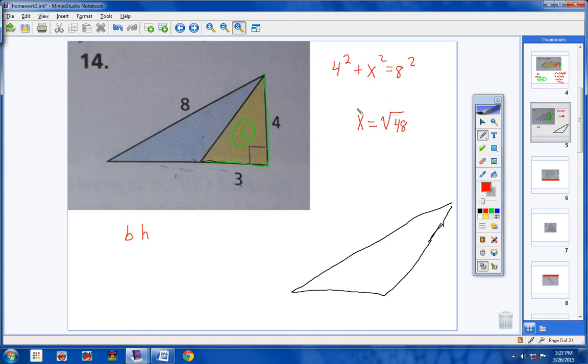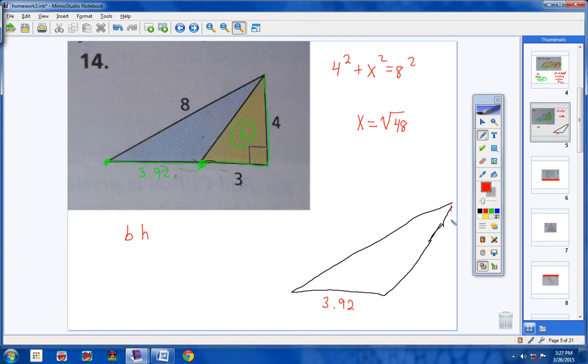So I'm going to go and take the square root of 48, and you're going to get 6.92, okay? So this entire length from here all the way to here is 6.92. That's the entire length. So I'm going to subtract 3 out of that. And when I subtract 3 out of it, I'm going to get 3.92. So the distance from here to right here is 3.92. So this distance down here is 3.92.